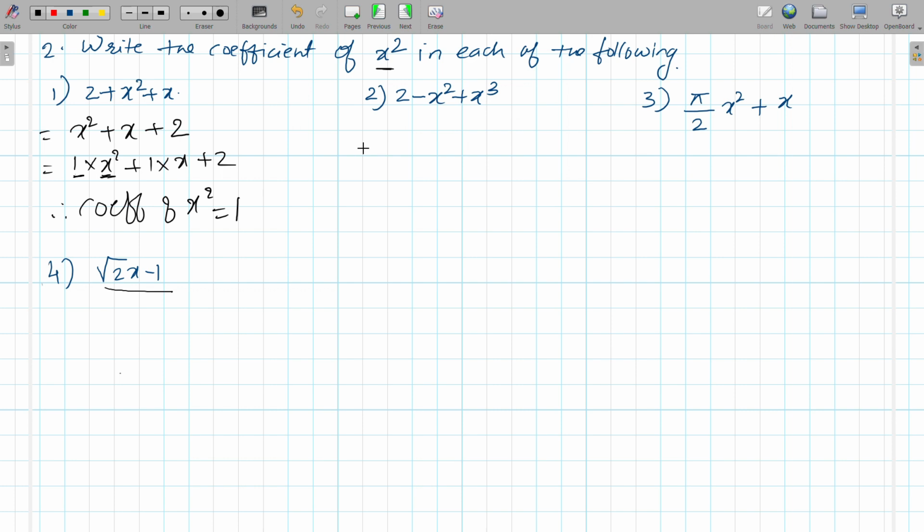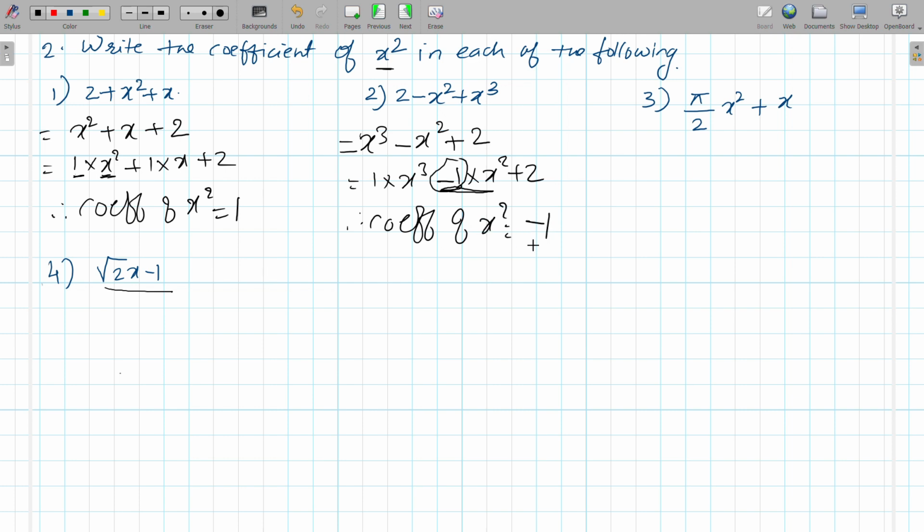Same way I can write this as x cube minus x square plus 2, arranging the expression in a proper format. So it is equal to 1 into x cube minus 1 into x square plus 2. Now here you see the coefficient of x square. It is minus 1. Therefore, the coefficient of x square is equal to minus 1.